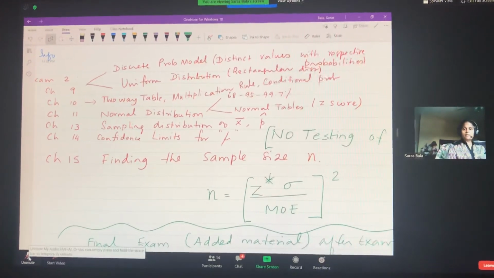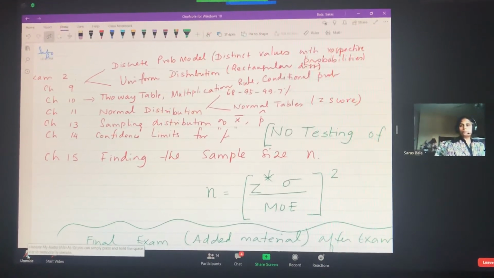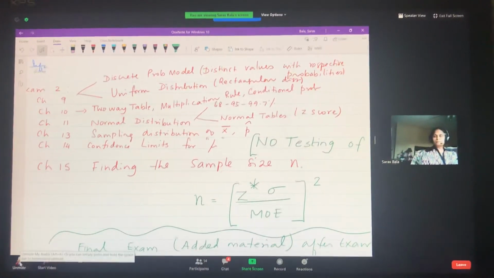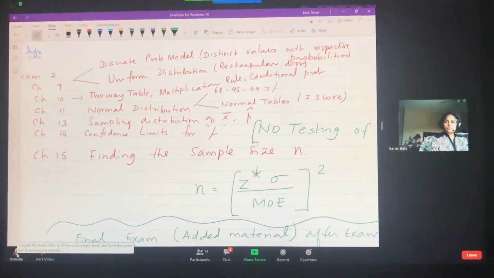And then Chapter 10, we talked about the two-by-two table, the conditional probability, the multiplication rule. Okay, so that is going to be there.